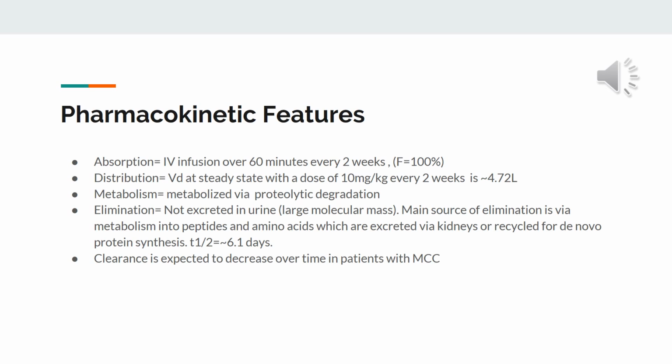The main source of elimination is via the metabolism into peptides and amino acids, and they are excreted via the kidneys or recycled for de novo protein synthesis to be reused in the body. And the elimination half-life is around 6.1 days. The clearance is expected to decrease over time in patients with Merkel cell carcinoma.